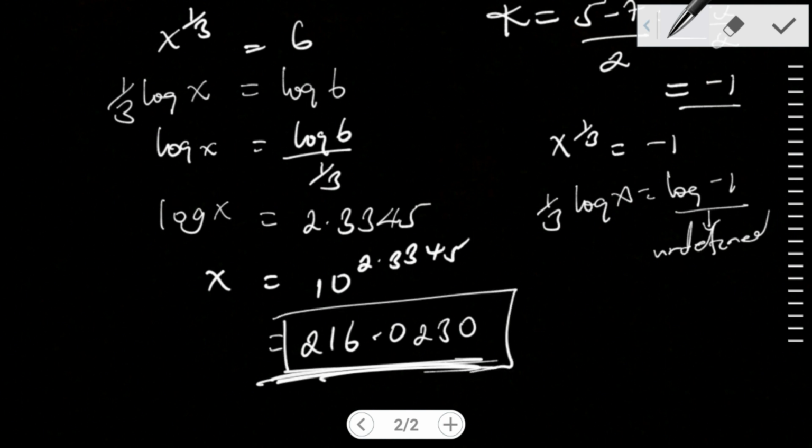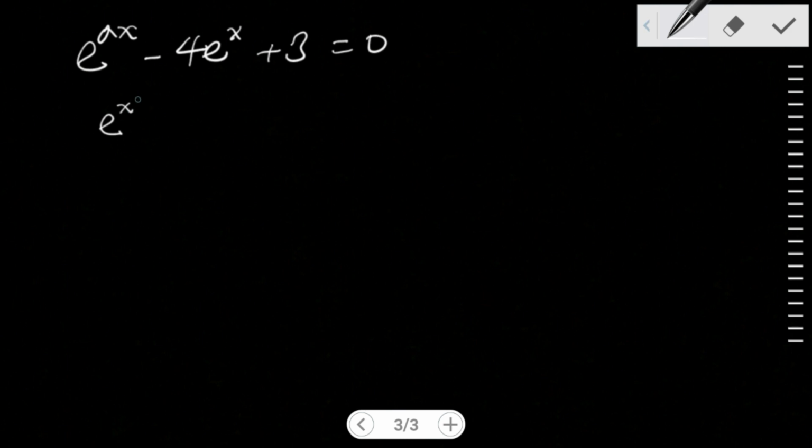Now let's try a different example in this case. Now if you have e to the power 2x minus 4e to the power x plus 3, this gives me a 0. Now let's make a quadratic equation here. e to the power x, squared, minus 4e to the power x plus 3, this is equal to 0.